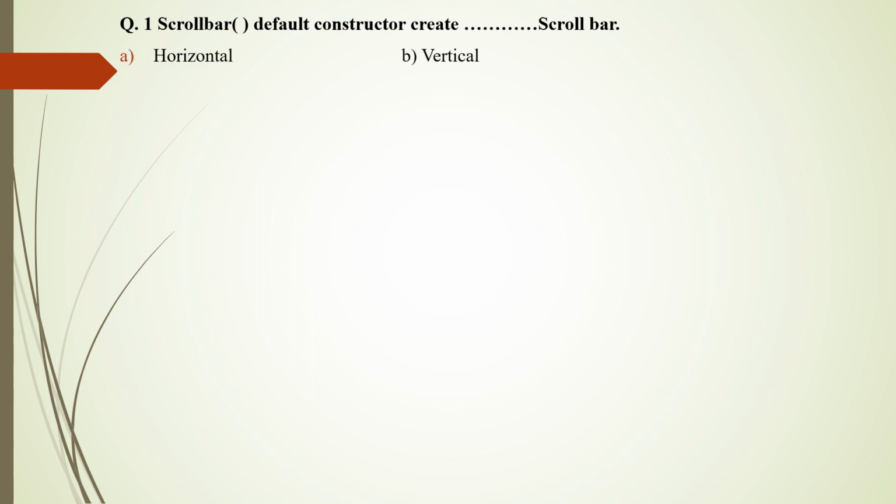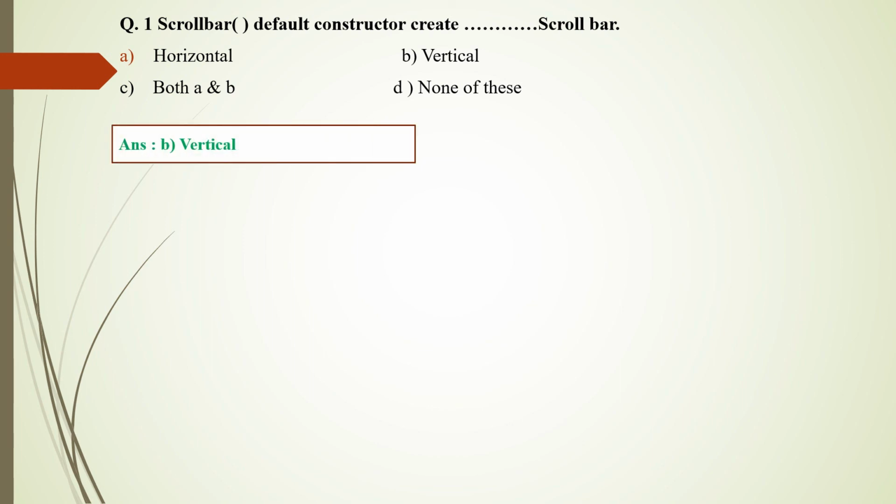Now we have some MCQs. First MCQ: the Scrollbar default constructor creates dash dash scroll bar. Options are horizontal, second option vertical, third option both A and B, and last option none of these. So the answer to this question is, as we saw, the Scrollbar default constructor creates a vertical scroll bar.